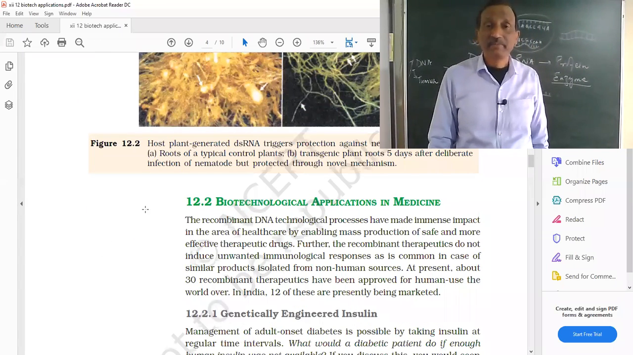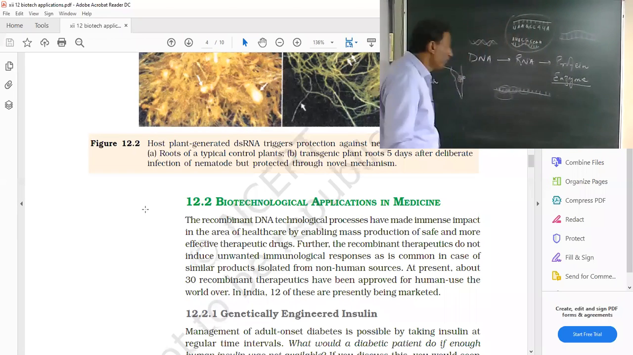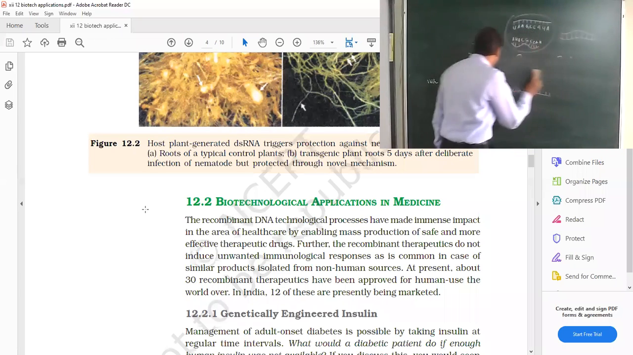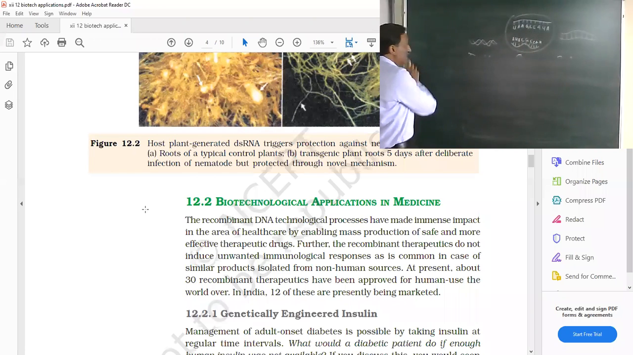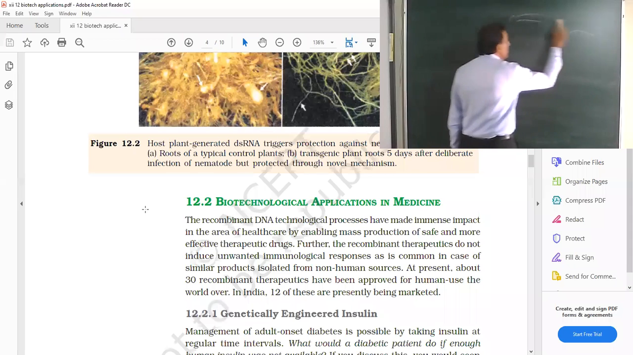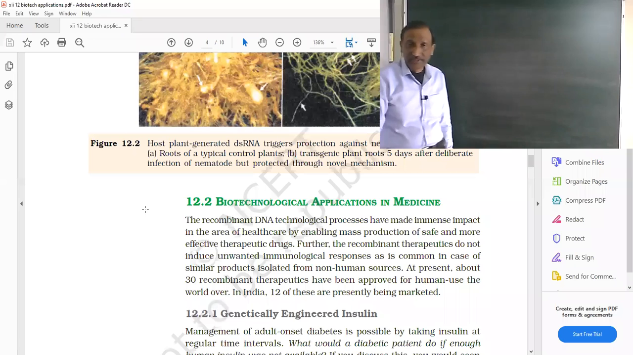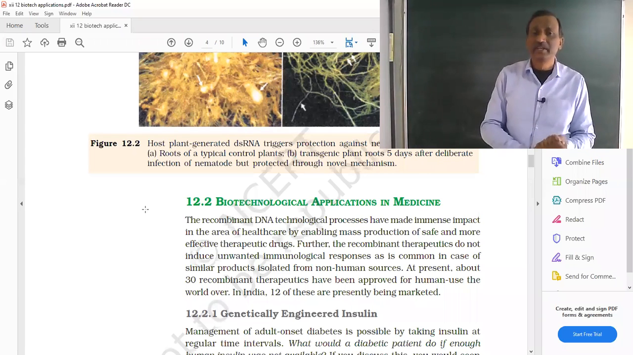Now we will study biotechnological applications in the field of medicine. See, most of the biological activities are controlled by some organic molecule, and we cannot produce those organic molecules in the industries, in the factories, in the laboratories. Okay, like the first example is given that yes.